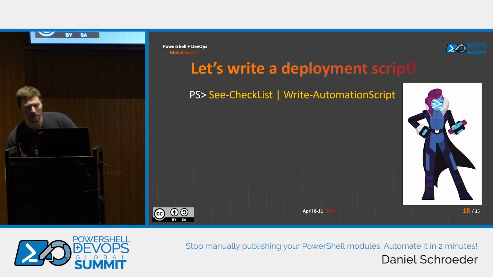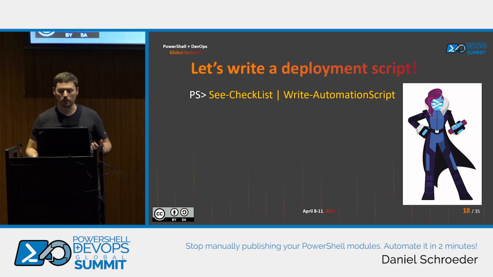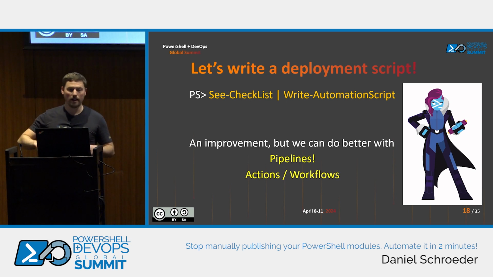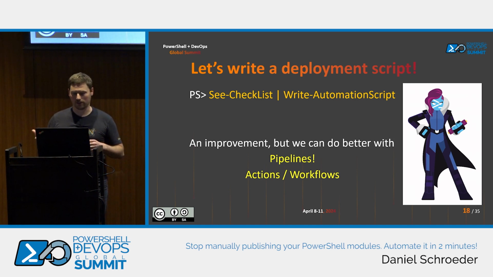But not everything can be automated and enforced through a script, or it doesn't necessarily lead us to the best practices. So what I want to talk about in the next few slides here is how we can make it even better by utilizing pipelines. And so when I say pipelines, Azure DevOps calls them pipelines. In GitHub, they're called actions or workflows. So for the context of this talk, if I say pipelines or actions or workflows, they're all the same thing.